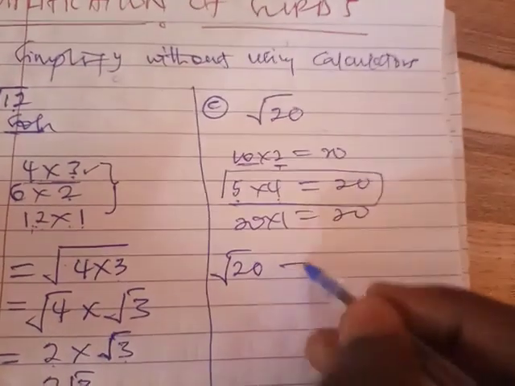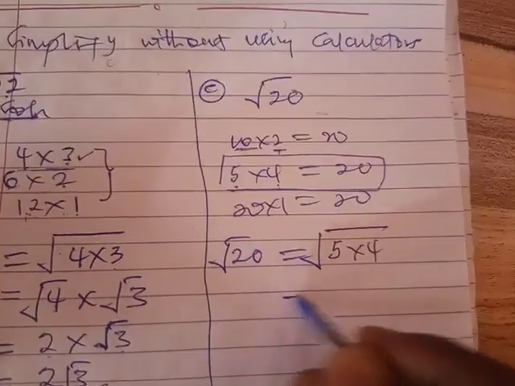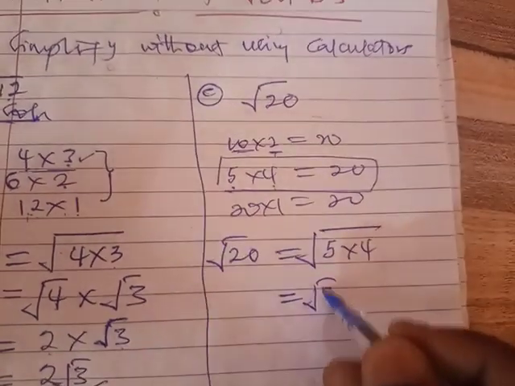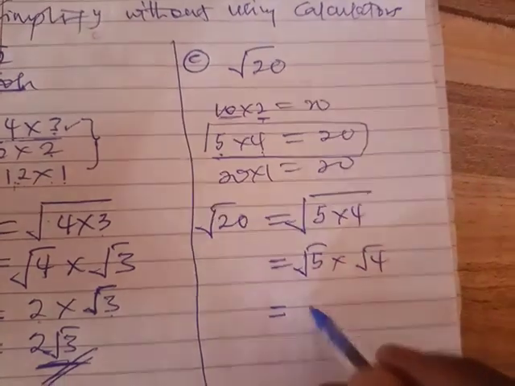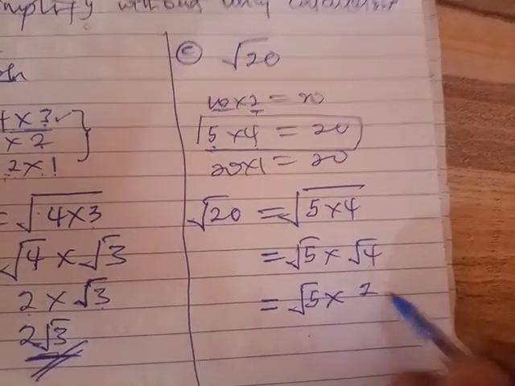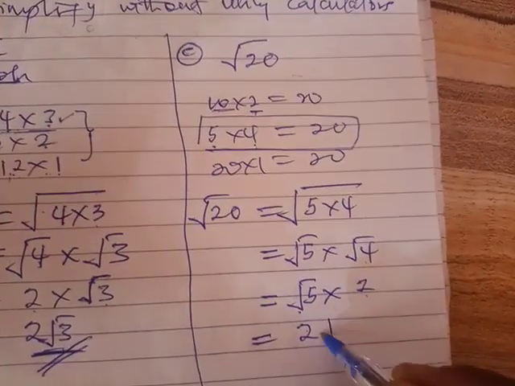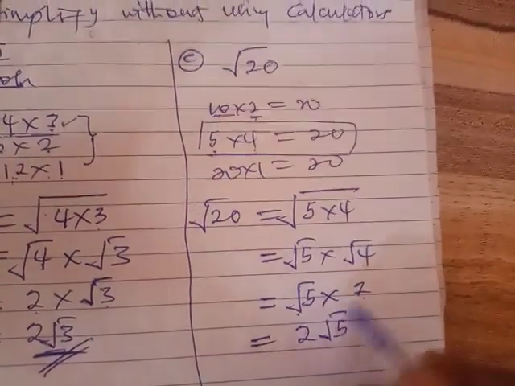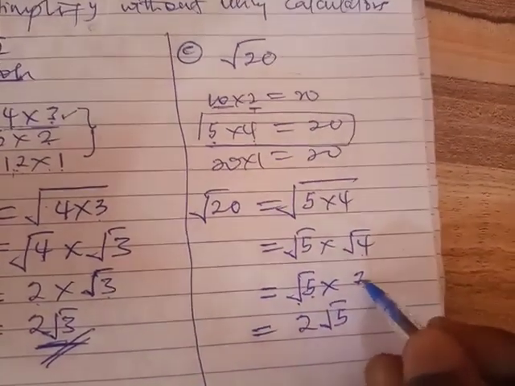So root of 20 is equal to root of 5 times 4. After that, you split this into 2, root of 5, root of 4. Now root of 5 is still root of 5. You can't do anything to it. And root of 4 is 2. So therefore, root of 5 times root of 4 is 2 root of 5. Don't multiply this one and that. No, it's wrong. The answer is 2 root of 5.